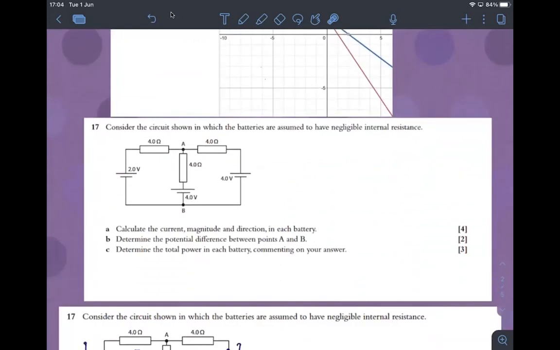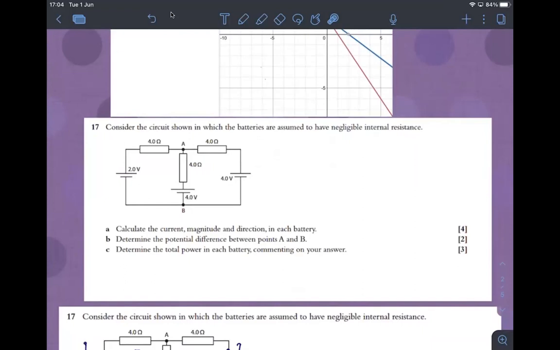This is problem number 17. This is from the Cambridge book. So consider the circuit diagram in which the batteries are assumed to have negligible internal resistance. If you are talking about the internal resistance of the battery, you will have to include the voltage drop in the battery as well. But right now, we are not assuming that these batteries have internal resistance. So we can directly start solving the question.